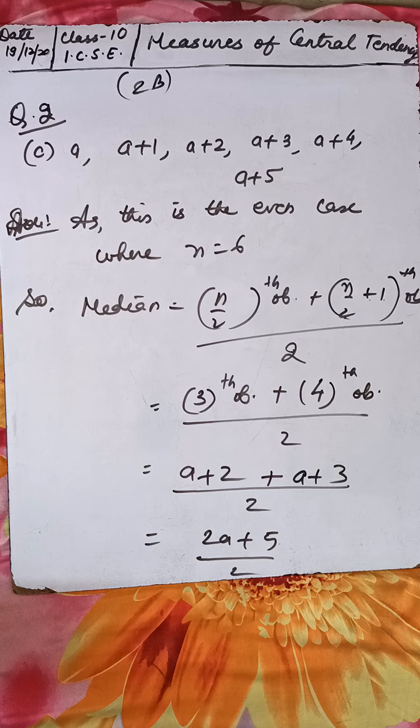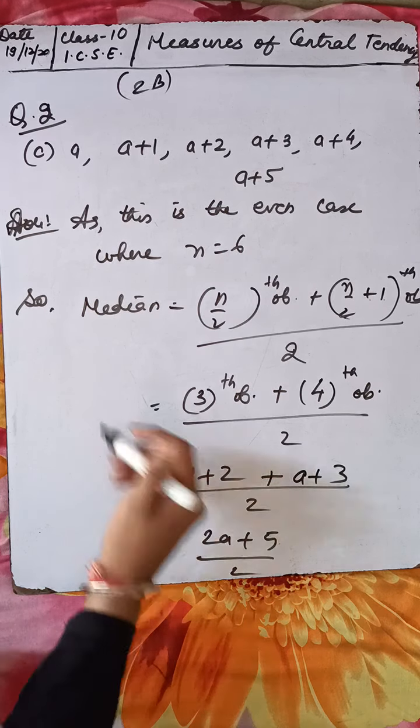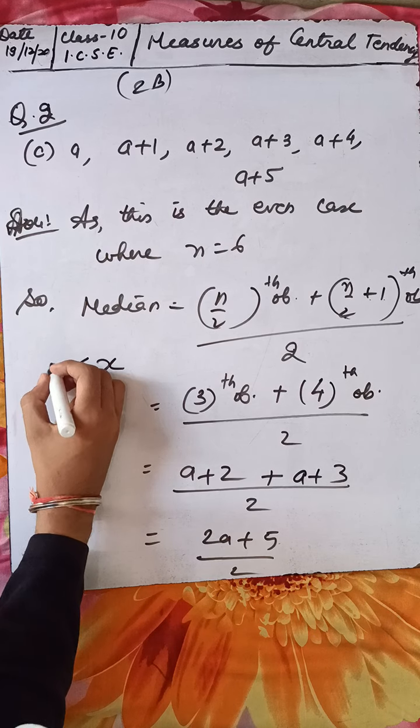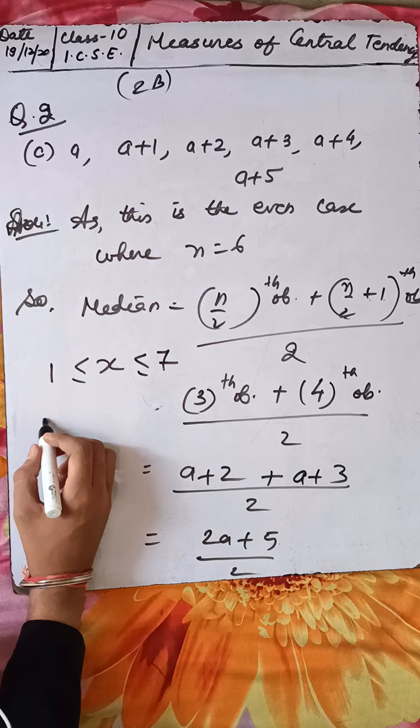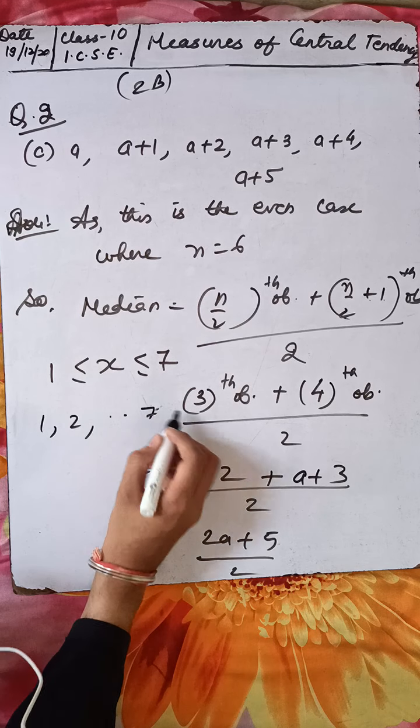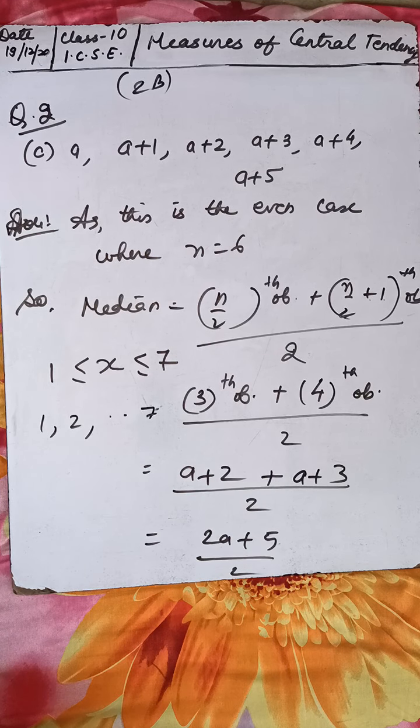Then find the median of the first 10 prime numbers. You can easily calculate. Find the median of the possible values of x such that x is greater than or equal to 1 but less than or equal to 7. So what will be the solution set of this one? 1, 2, 3 and so on up to 7, and you can easily calculate. The d1 also you can do.